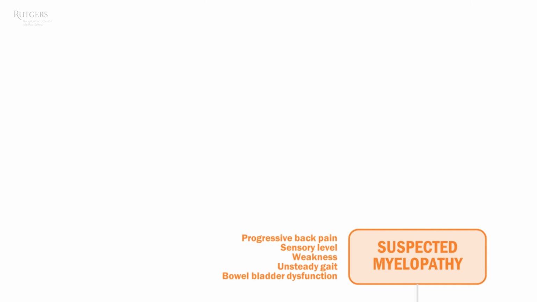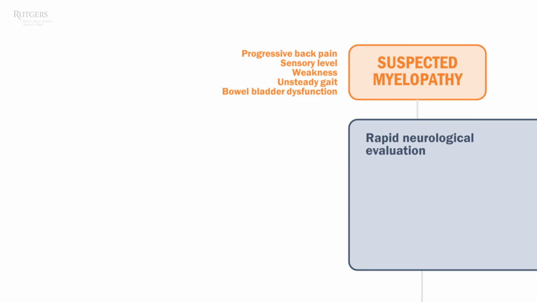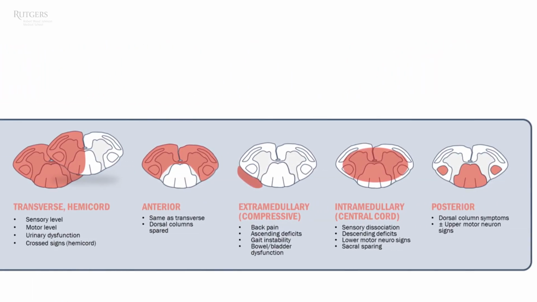Presuming that ABCs are stable, the next step would be to perform a rapid neurological evaluation. What are you looking for? Well, those spinal cord syndromes we discussed. Transverse pattern, where a patient loses all faculties below the level of the lesion. Hemicord pattern, where weakness and vibration and proprioception loss is ipsilateral, and pain and temperature loss is contralateral.